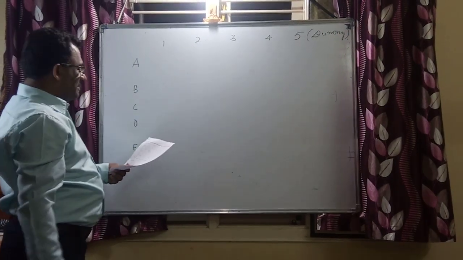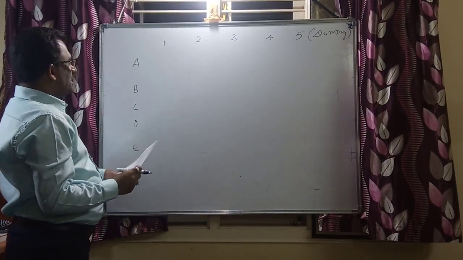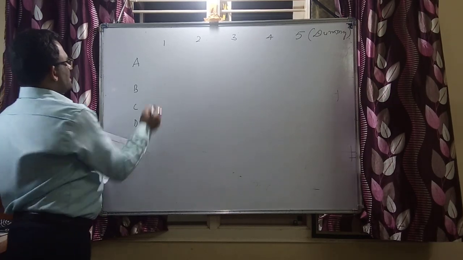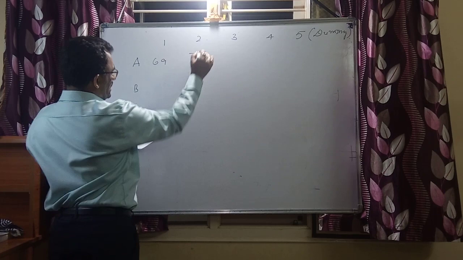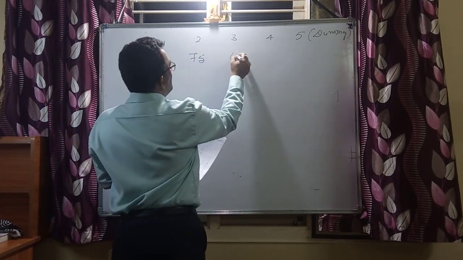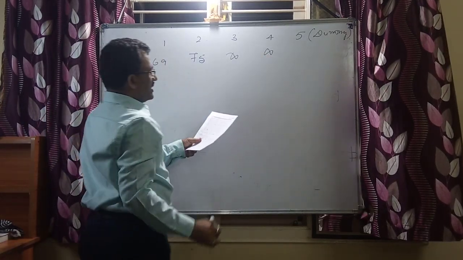Now if the dummy is added, the matrix is going to be 5 rows and 5 columns. This is going to be 69, 75, restricted, restricted. Now this is 0.